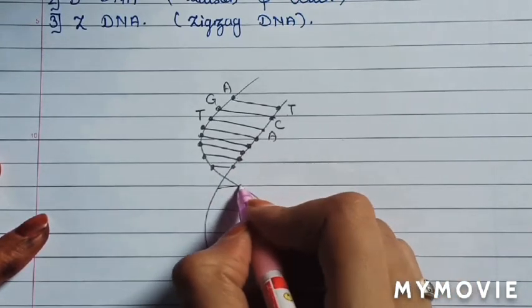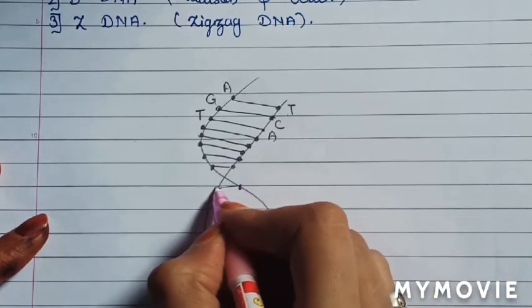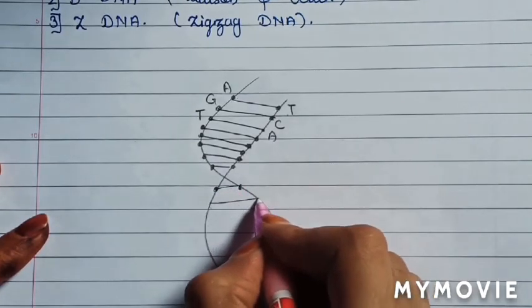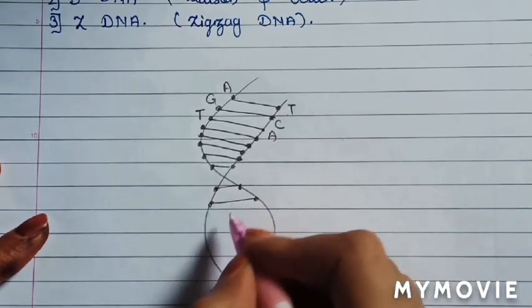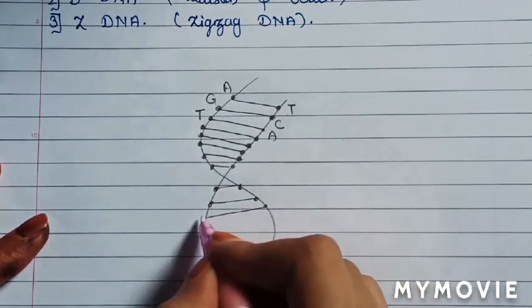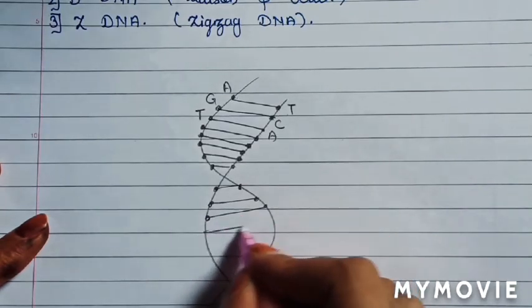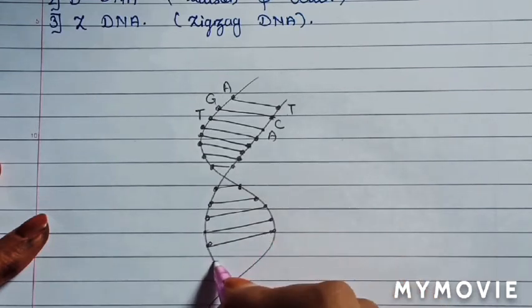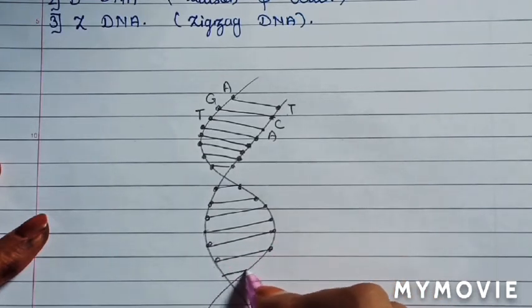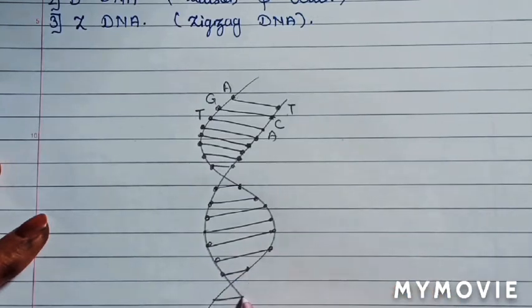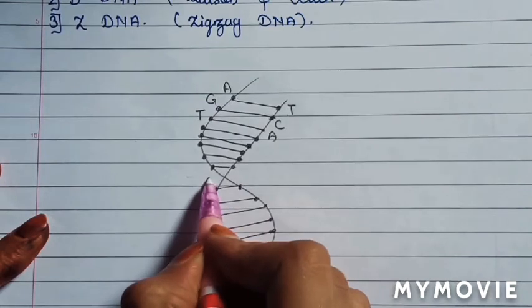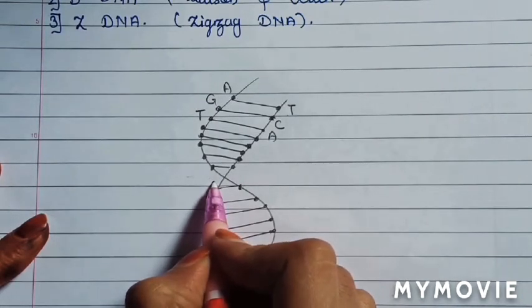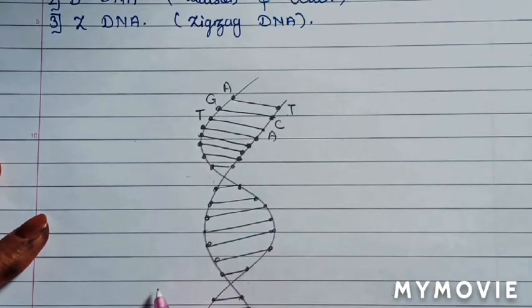And we know that one 360-degree turn of DNA consists of 10 base pairs. So here is the structure of the DNA model proposed by Watson and Crick. Now we know the major groove and minor groove. Here you can see the narrow structure. This narrow structure is a minor groove, and here you can see a broad, deep structure. It is a major groove.